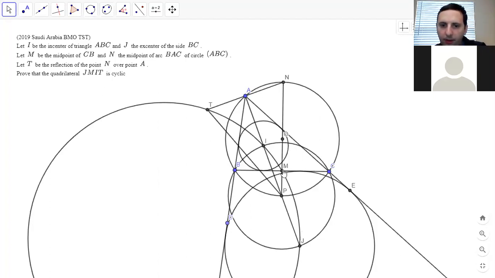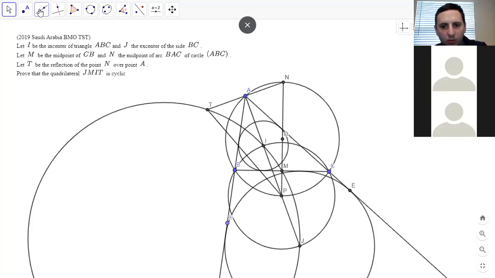So do we know anything about angle JMT? Let's see, we want angle JMT. There might be something that is useful about the angle MJI. Okay.